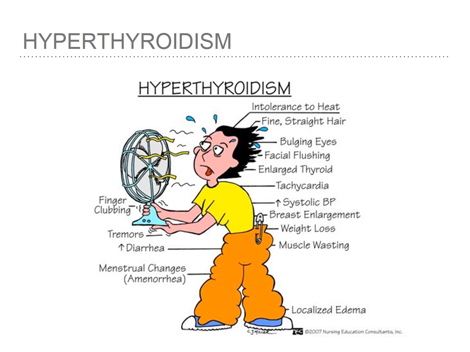So this again is just your picture to help visualize what a patient with hyperthyroidism looks like. It's basically everything I mentioned on the previous slide, and you can see that they're hot all the time, intolerant to heat, and basically the complete opposite of what the hypothyroidism patient looks like.